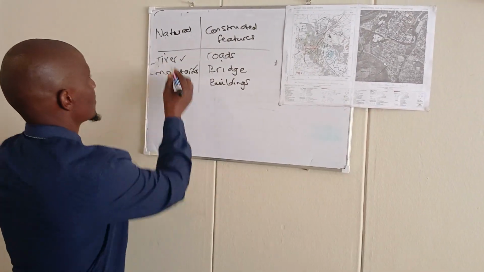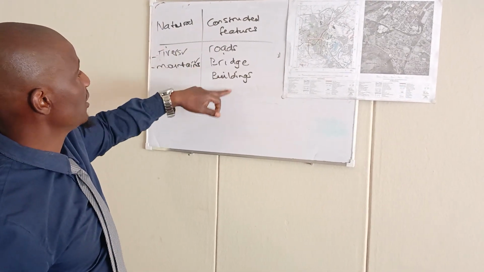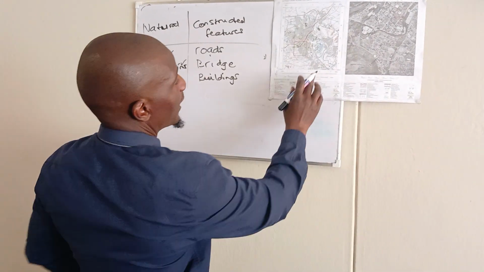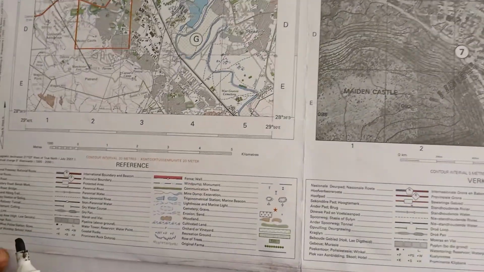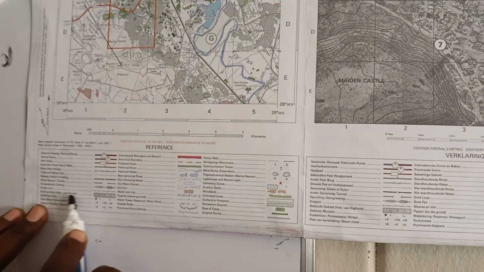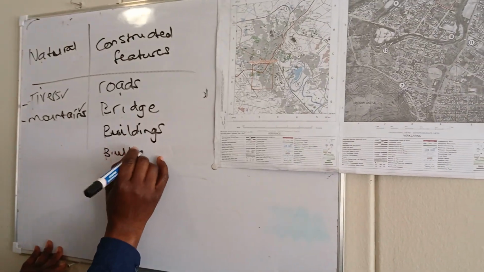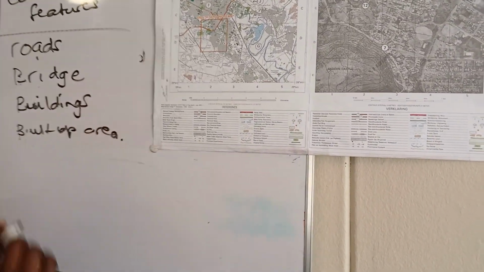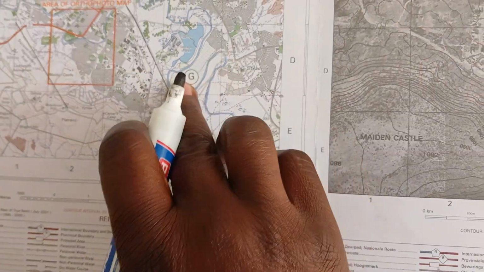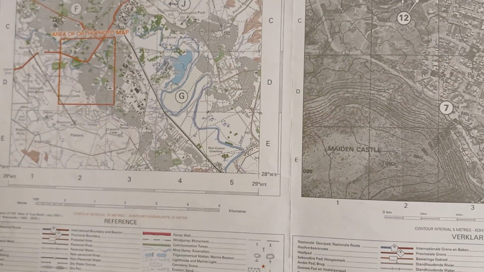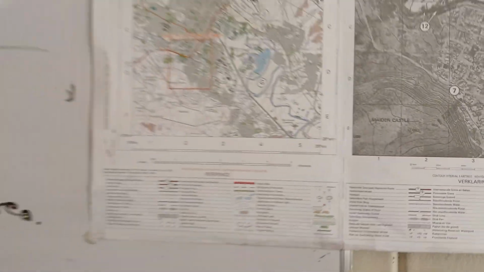Here I'm talking about the rivers and also the mountains. On the constructed, you've got your roads, your bridge, and your buildings. You can also look at what we have here. You can see residential areas. It's called the built-up area, high and low density suburbs. Built-up area, I can also add. You can also see where agriculture, farming, is taking place. That's also going to be your cultivated areas. Let me check here. All right, that is cultivated land.